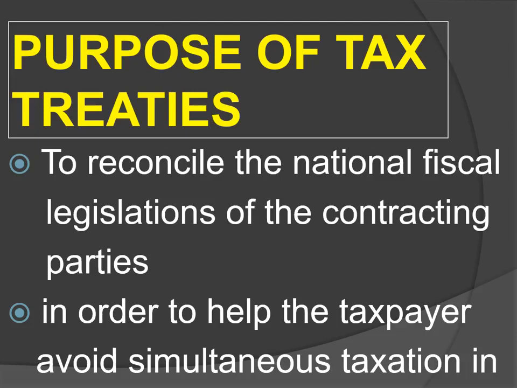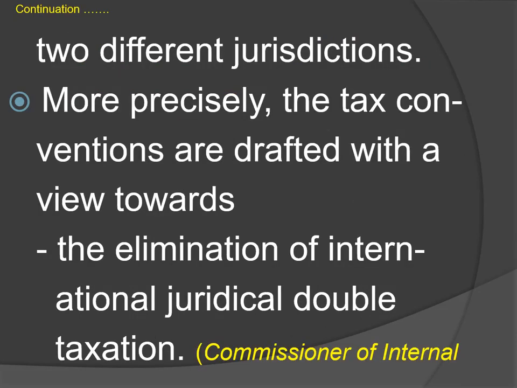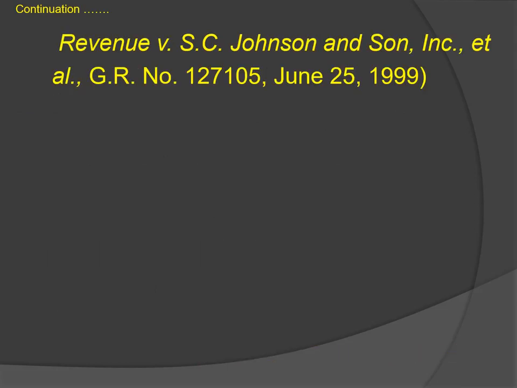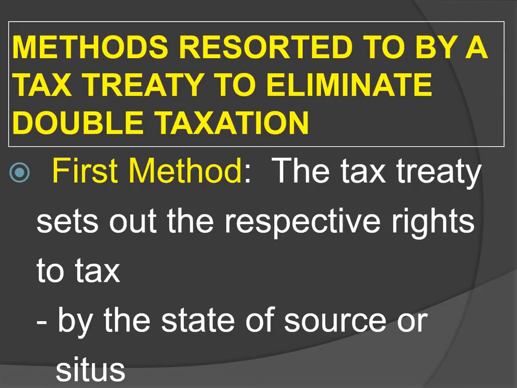The purpose of tax treaties is to reconcile the national fiscal legislation of the contracting parties in order to help the taxpayer avoid simultaneous taxation in two different jurisdictions. More precisely, the tax conventions are drafted with a view towards the elimination of international juridical double taxation. So the 1999 case of S.C. Johnson and Son has provided for us the two methods resorted to by tax treaty to eliminate double taxation. So there are two methods.